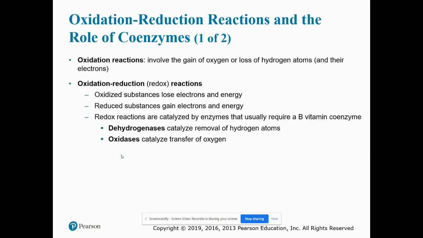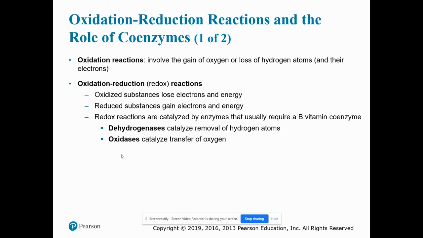Now we're going to talk about oxidation reduction reactions and the role of coenzymes. Oxidation reactions involve the gain of oxygen or the loss of hydrogen ions and their electrons. And then we have these oxidation reduction, or redox, reactions, and I'm going to refer to them as redox reactions because that's how I learned it. Oxidized substances lose electrons and energy. Reduced substances gain electrons and energy.